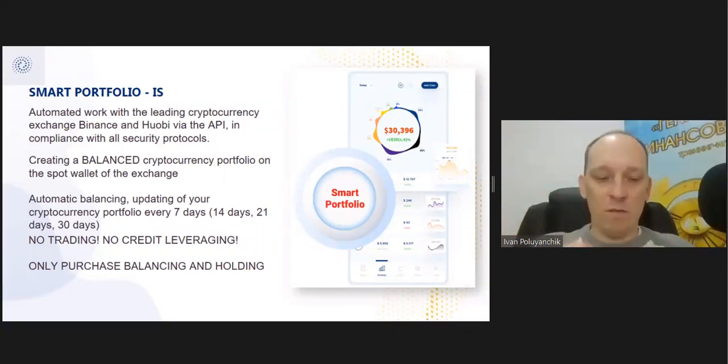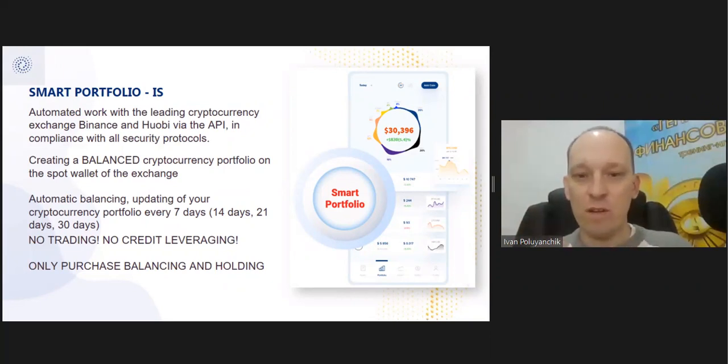the algorithm, the product, will rebalance your portfolio. If something happened in the market, if some cryptocurrency like Luna took a great dip, then the Smart Portfolio will get rid of that crypto and will buy another crypto in its place. So what's essential here is that Smart Portfolio, and please note, Smart Portfolio does not trade. It's not a trading bot or a trading tool.